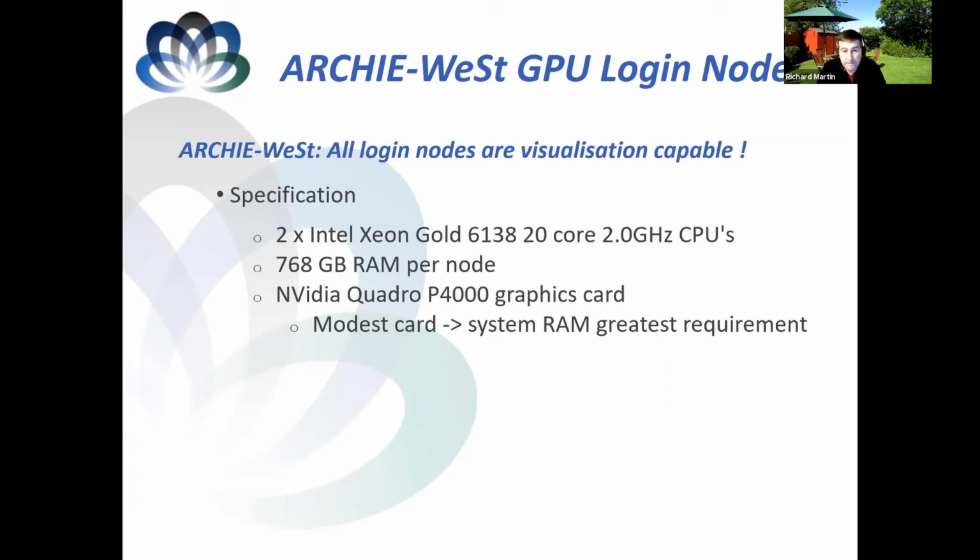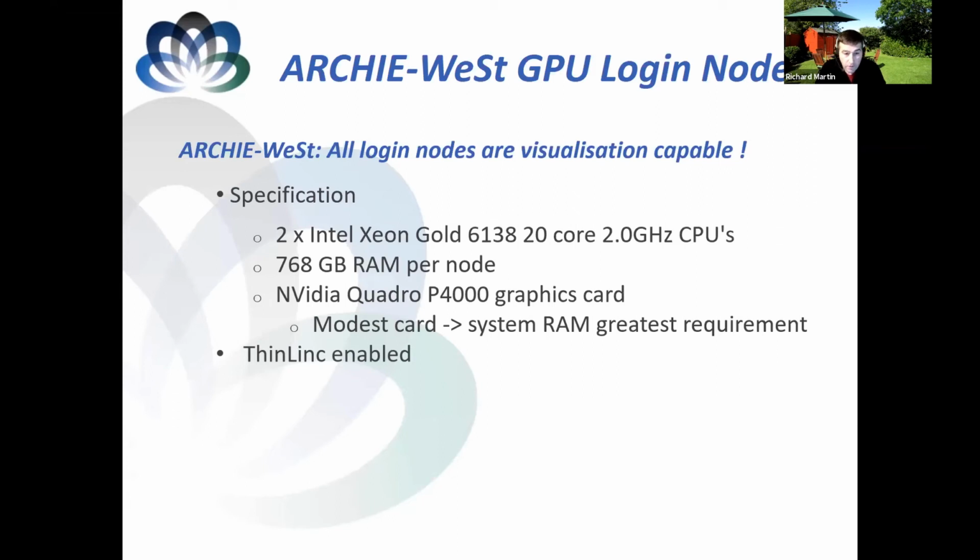So we specified our login nodes with that in mind. So we have login nodes with 2 Intel Xeon CPUs, just the same as the rest of our cluster, but more significantly beefed up RAM, 768 gigabytes of RAM, which is necessary for running lots of desktop sessions. It seemed to us that that was really the greatest requirement, as well as having an onboard graphics card, but a fairly modest graphics card. Rather than spending thousands, you could spend sub-thousand, a few hundred pounds for a graphics card.